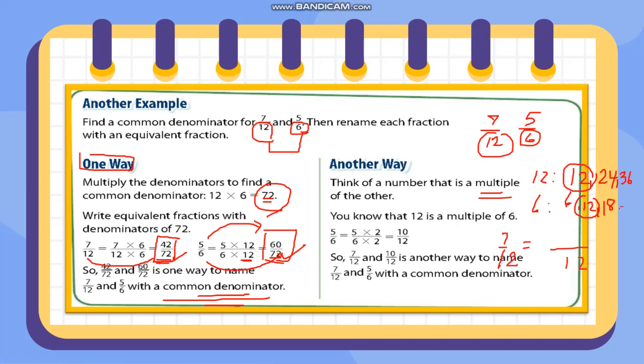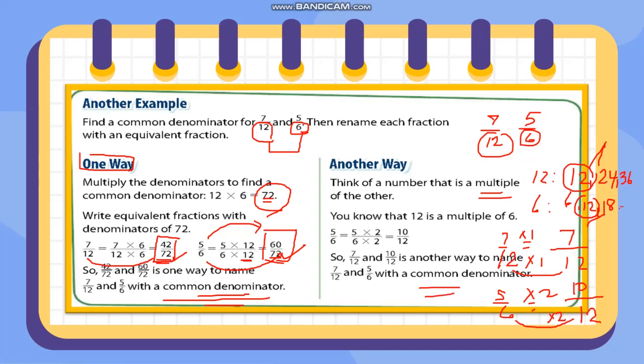To find the equivalent fraction, how does 12 become 12? It is multiplied by 1. So 7 times 1 is 7. So 7/12 is equivalent to 7/12. Now the other one is 5/6, and the common denominator that I'm going to use is 12. How does 6 become 12? That is times 2. So 5 times 2 is 10. That's why 7/12 and 5/6 are equivalent to 7/12 and 10/12, the equivalent fractions using the common denominator, which is 12.